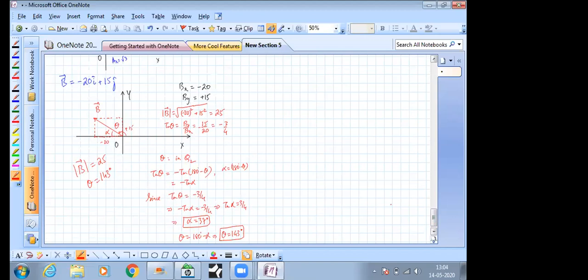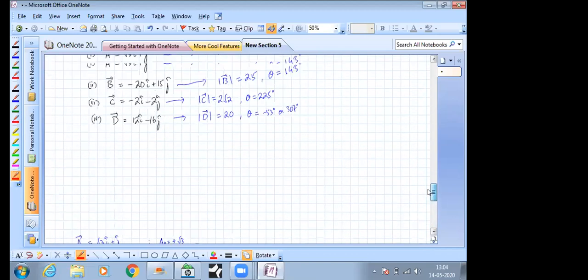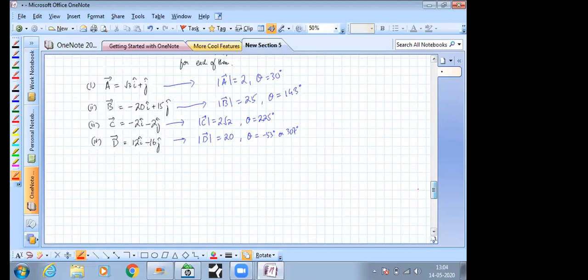Okay, so hope this is clear to all of you. I'm taking you back to the other two parts of the question. Apply the same method like I've done for A and B. Do exactly the same thing for the other two. First, draw the vectors.